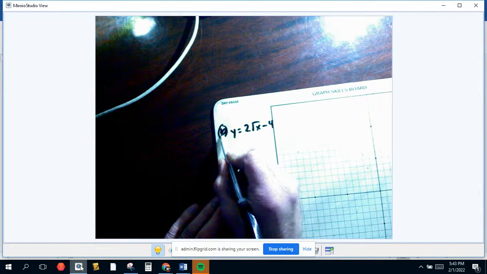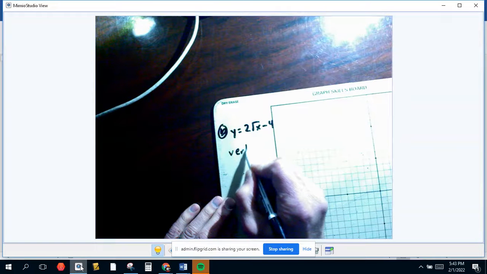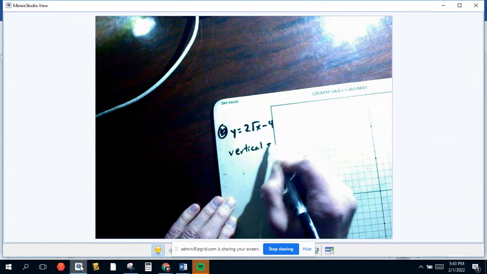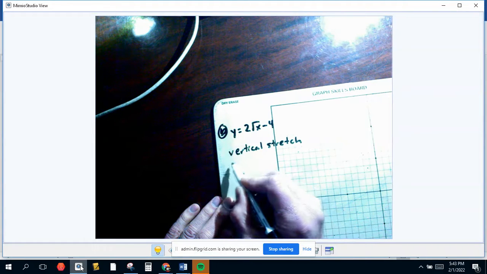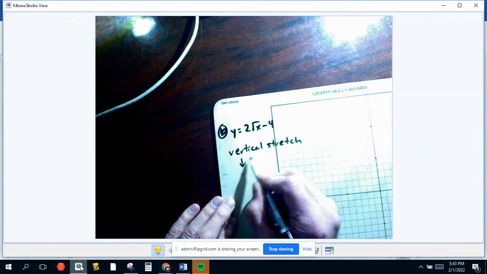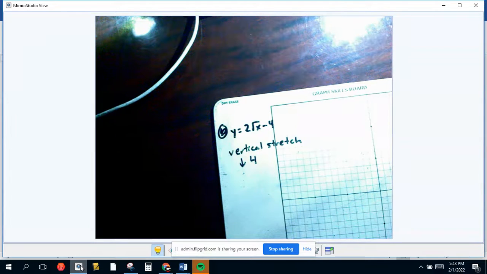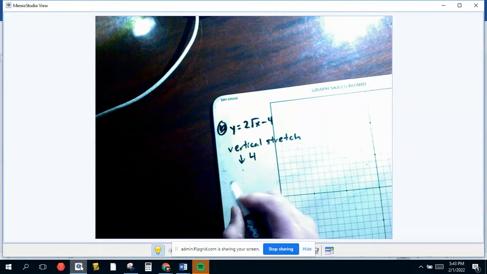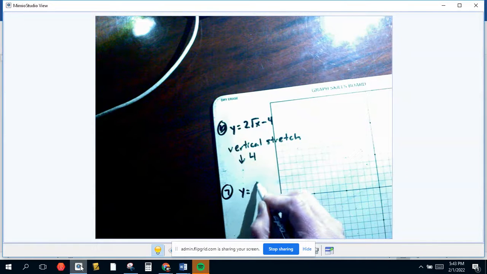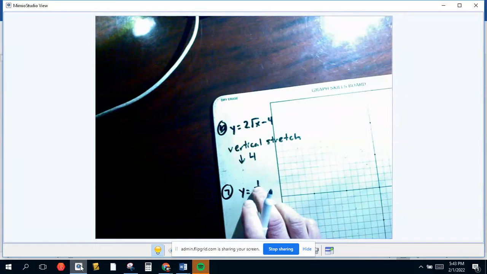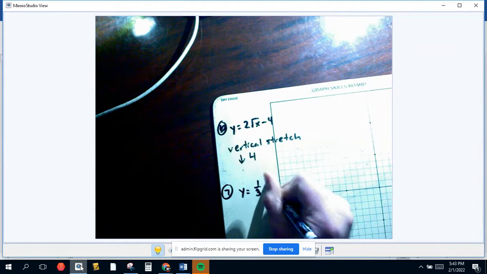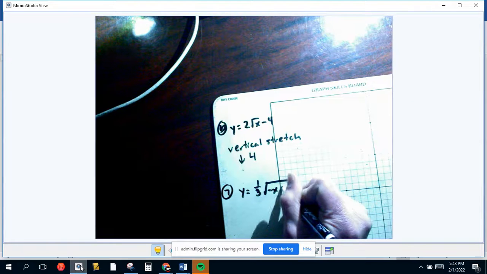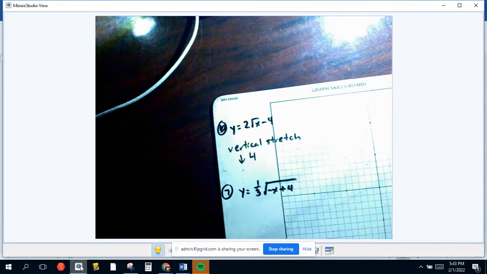This is 6. This is a vertical stretch. Again, you're multiplying by a number larger than 1. It's also a shift down 4. If you want to say a vertical shift down 4, that would be fine. Now, a word of caution here. This is sort of not an exception, but something to watch out for. If you have a negative like this, okay, so be careful.